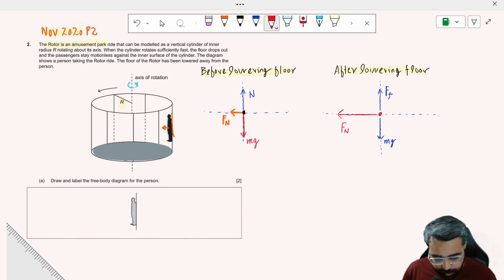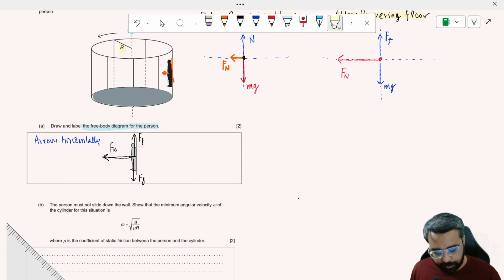So the first question is about the free body diagram for the person. So in this diagram, you have to draw three vectors. One is the normal, the frictional force, and the other one is the weight. And remember, this is a normal force exerted by the inner surface. So dear students, this is an arrow that is horizontally towards the left, towards the center of the cylinder.